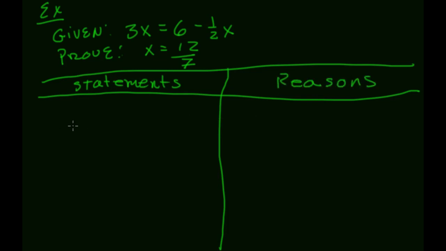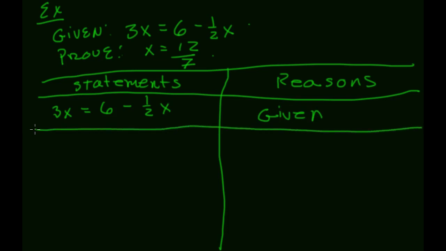What's important about geometry is not so much that we know the answer, but that we know why we got from here to here. How do I make a set of logical steps that get me from one place to the other? So let's say I have 3x is equal to 6 minus 1/2 x. How do I know that? Well, it was given to me. This is what I started with. So I put in there as my reason that this was given information.